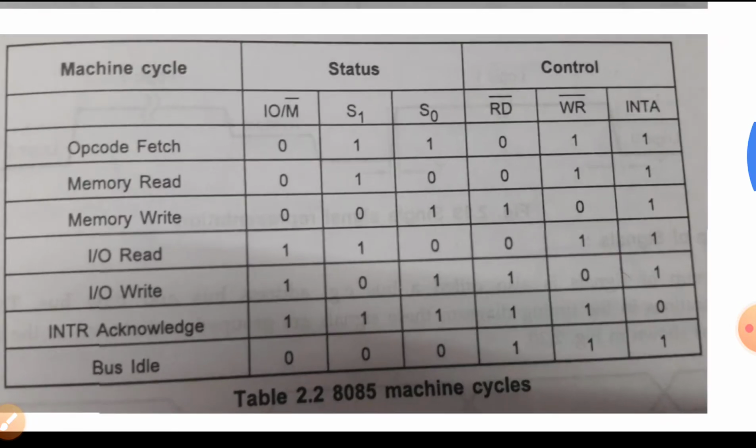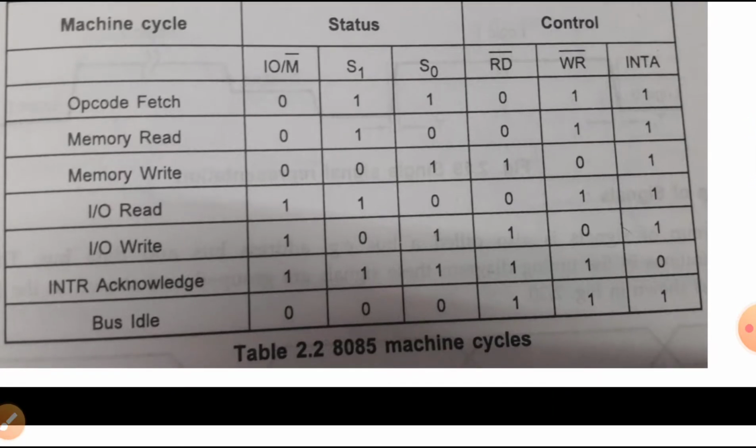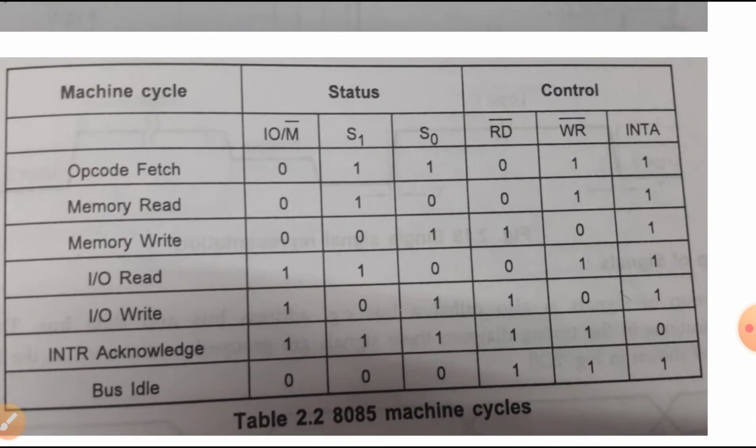Now this is the table which shows the different machine cycle operations. The different machine cycle operations are opcode fetch, memory read, memory write, input output read, input output write, interrupt acknowledge, and bus idle. At a particular time, what the status signals and the control signals will be is represented in the table.